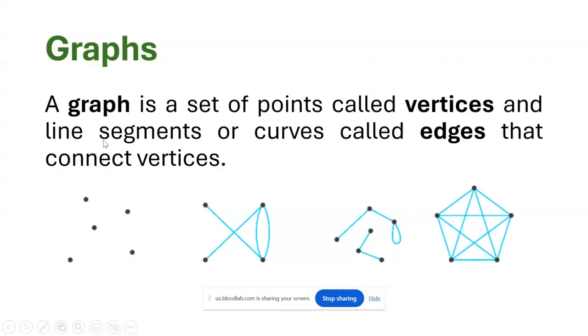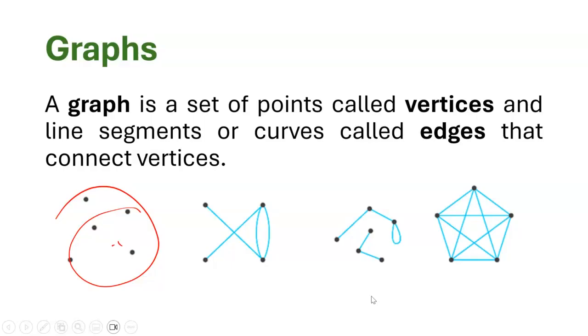To begin with, a graph, in the most abstract definition, is a set of points that we call vertices, and line segments or curves that we call edges. So it doesn't have to be necessarily lines, although we have a lot of lines that connect those dots. In my picture, you see 3 different examples. Let me see if I can write on it. Hopefully I can. There it is.